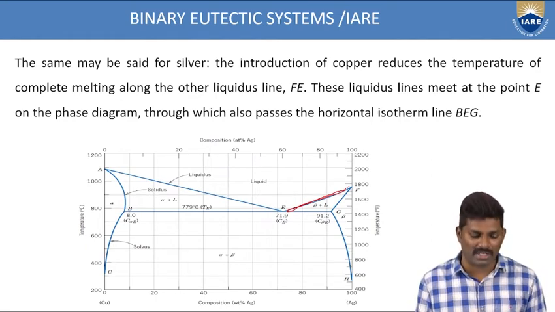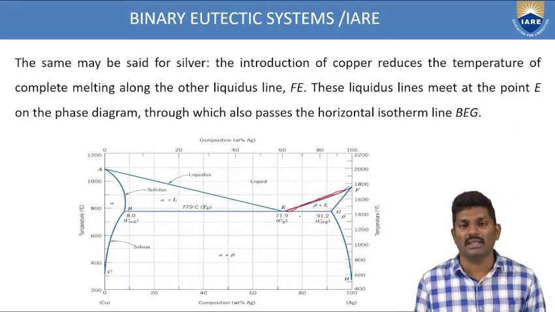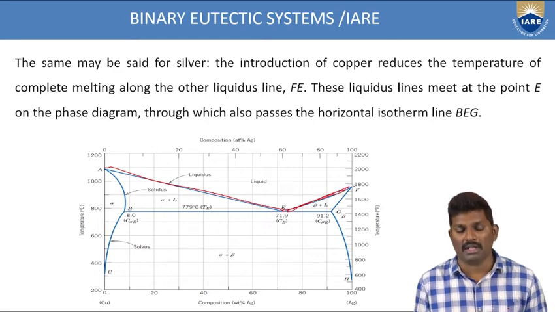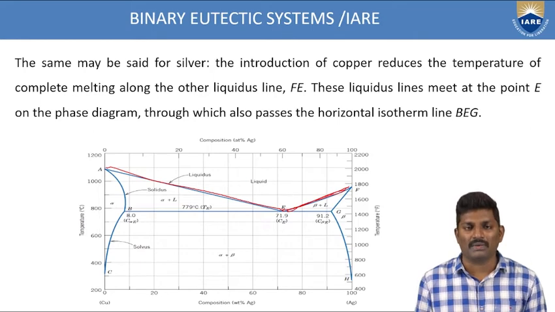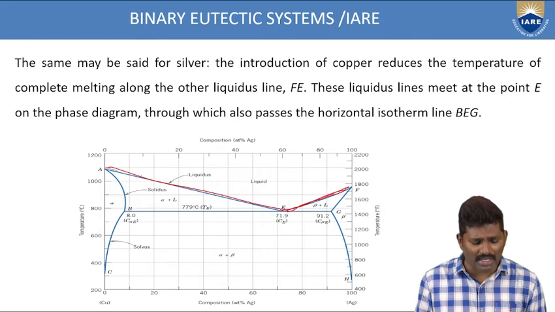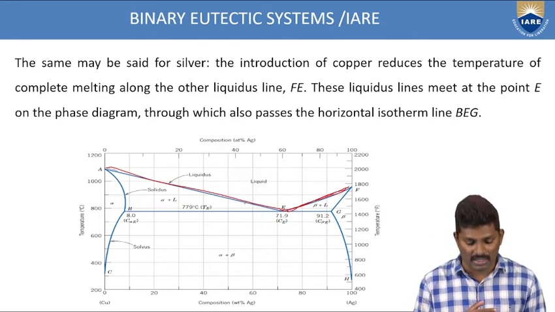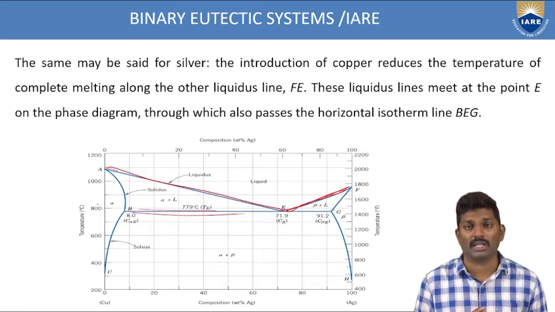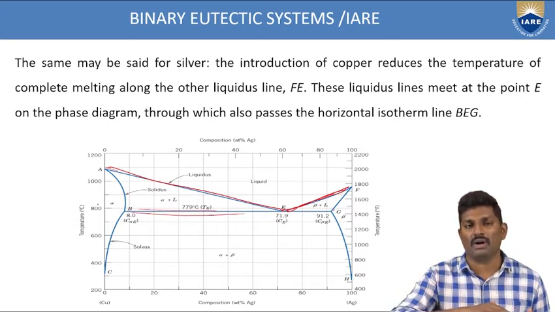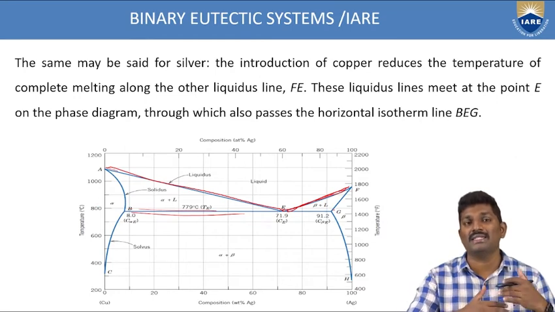In this case, for the alpha region, AE is called the liquidus line. Similarly, for the beta phase, EF is called the liquidus line. So in total you have two liquidus lines for the alpha as well as the beta phase: one is AE, another is EF. And these two liquidus lines are passing through the BEG line. This is called the isothermal. Above and below this isothermal region, we are getting the change in phases.